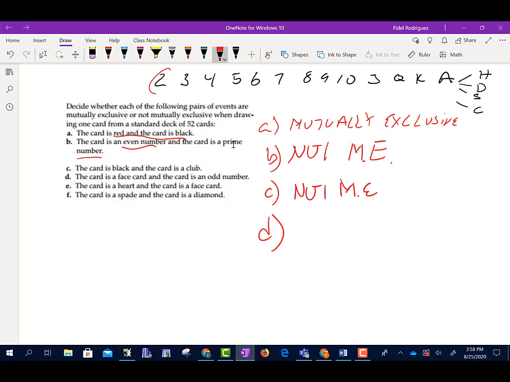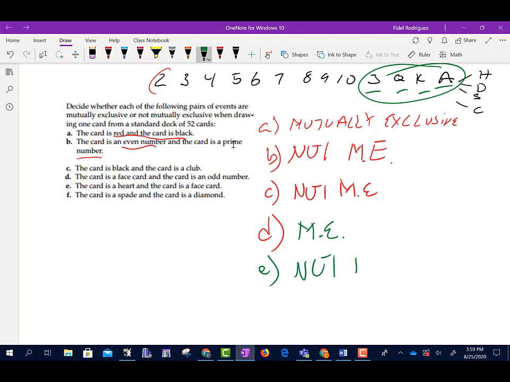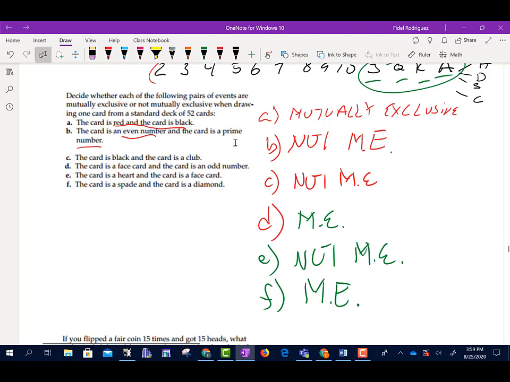Part D. The card is a face card and an odd number. Well, these are my face cards, right? They're not odd numbers, so those are going to be mutually exclusive. Part E. The card is a heart and a face card. Can't these cards here be hearts as well? Yes, they can. So this is not mutually exclusive. And F, the card is a spade and a diamond. It can't be a spade and a diamond at the same time, right? It's going to be one or the other. So those would be mutually exclusive events.